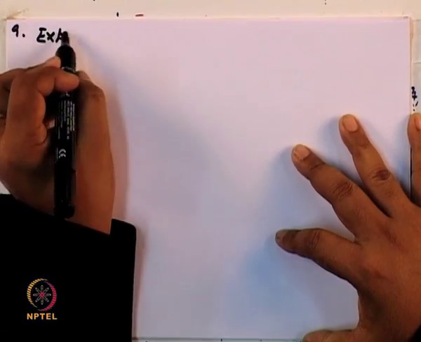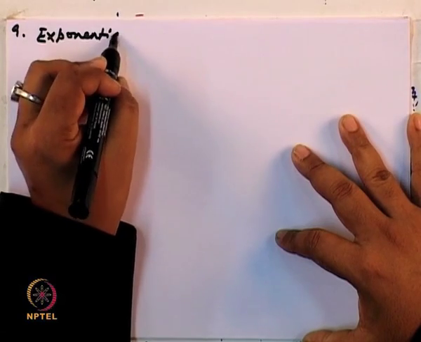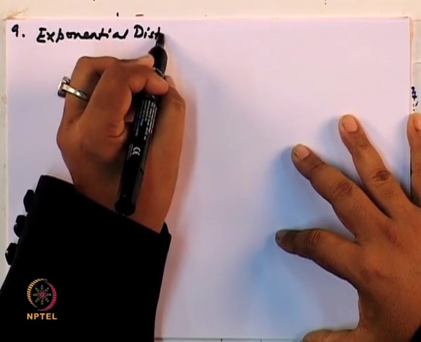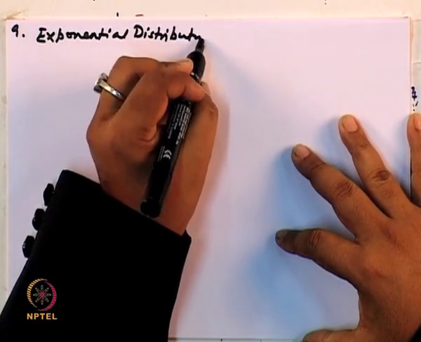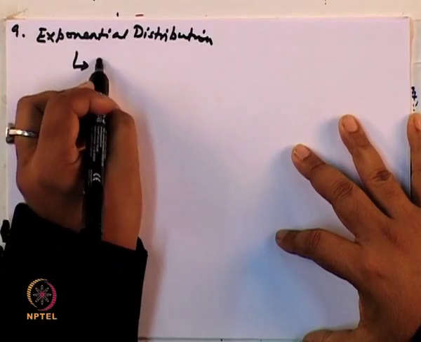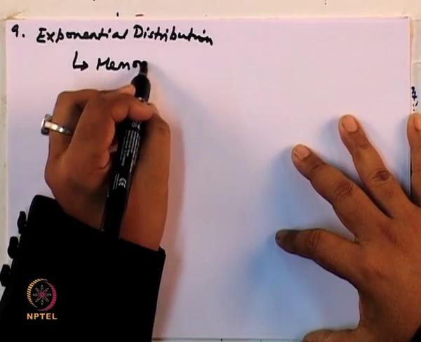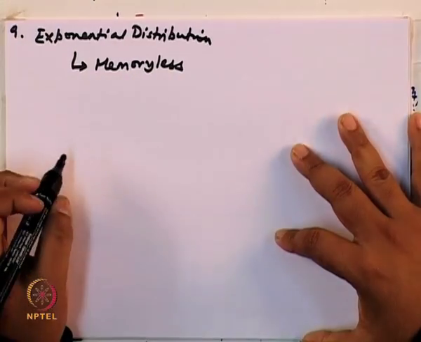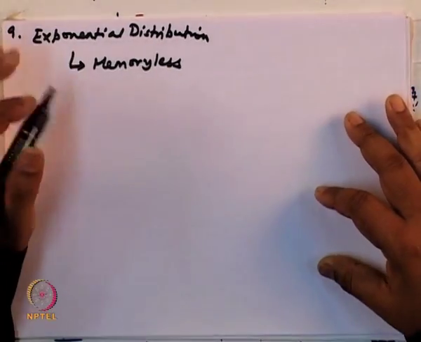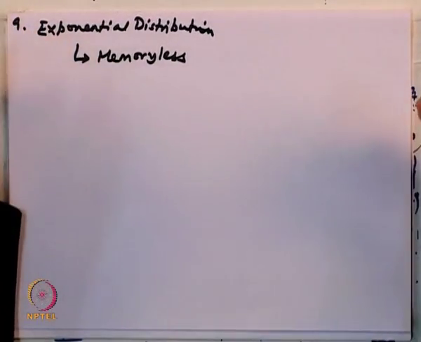So, this is slide number 9. One very important property of exponential distributions is that this distribution is memoryless. In other words, let us take a case where we are considering the lifetime of a battery of a car or lifetime of a disk and so on.